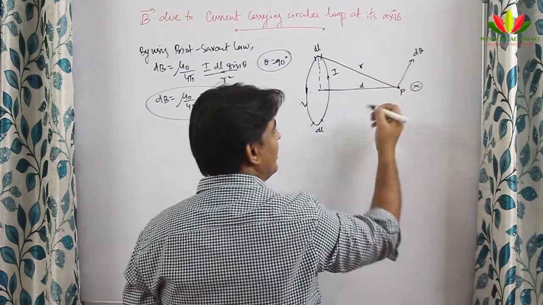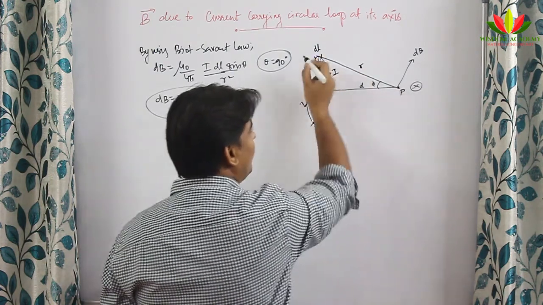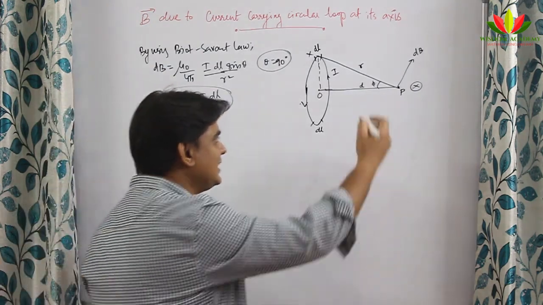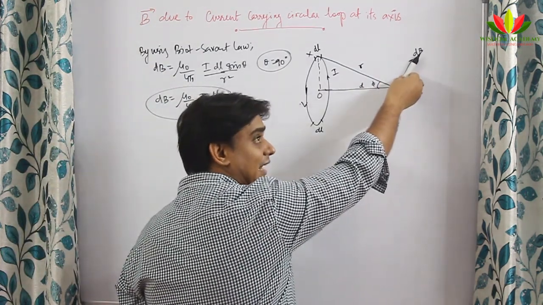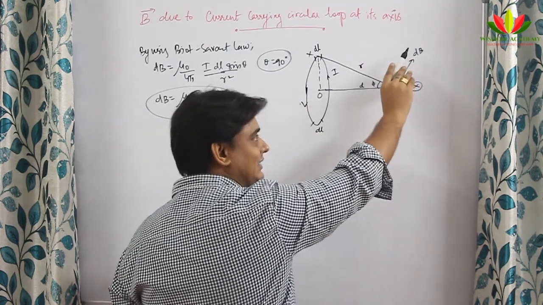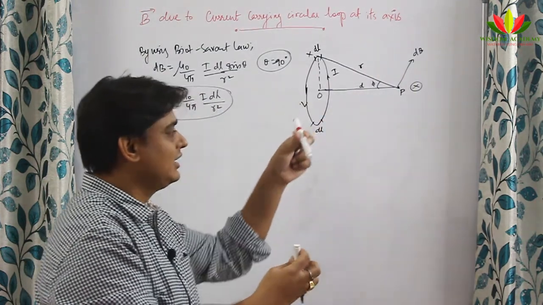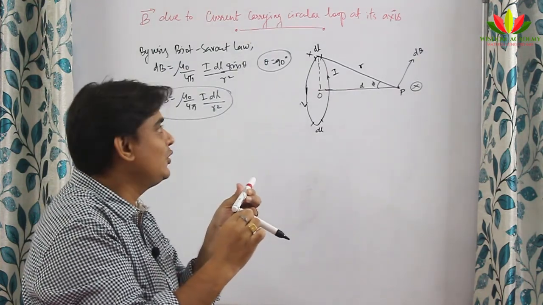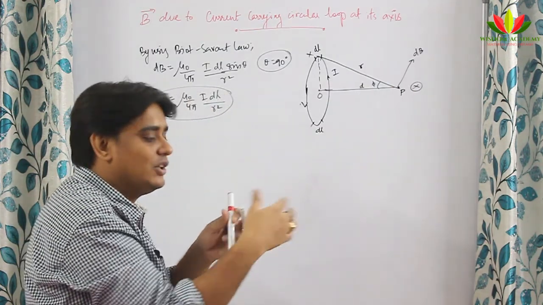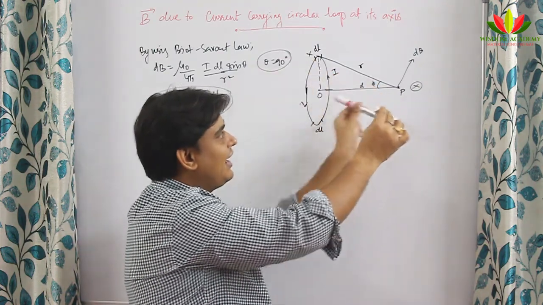Let this be dB. Let the angle made between OP and O be phi, and let this be some x. Understand that dB is not actually here, dB is inside, but since I am not able to draw it inside, I am drawing it like this. The angle made between r and dB is always 90 degrees, because dB is inward.